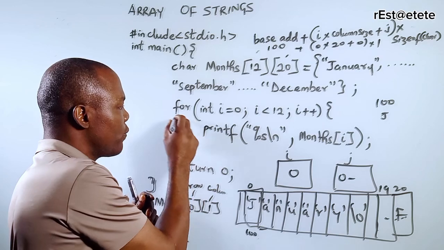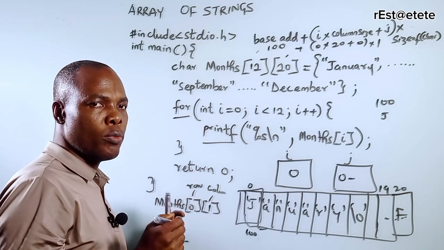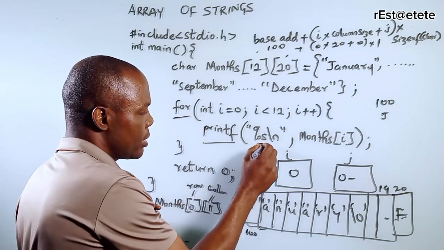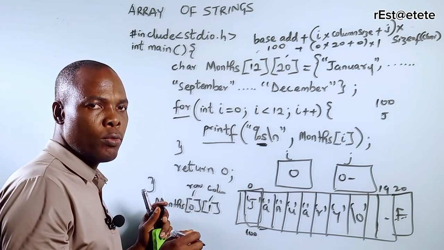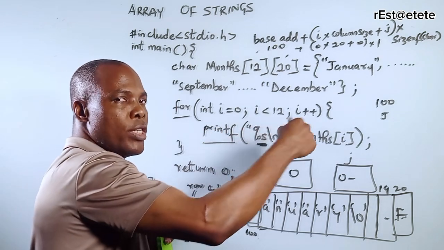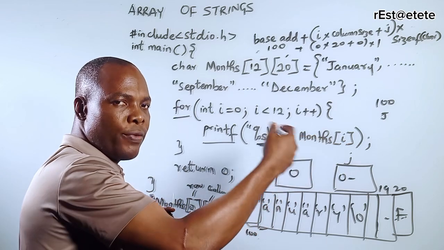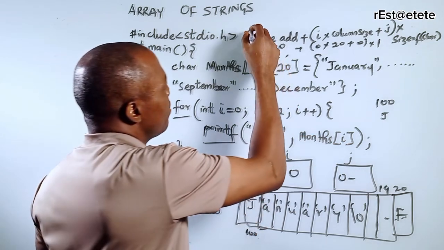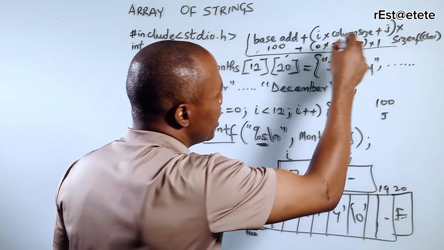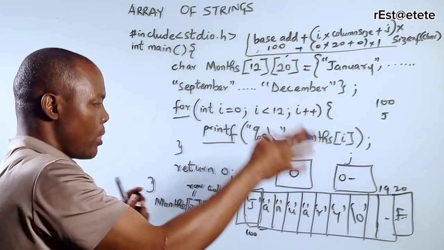So this is the first for loop, this is the second for loop. Because this is acting as a for loop, it will cause this printf to iterate. When it's finished, it will come out. So this is the formula which the compiler will use to locate all of them on the screen.